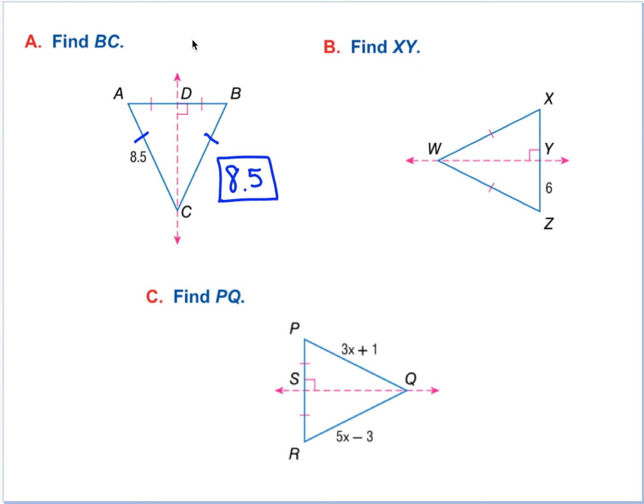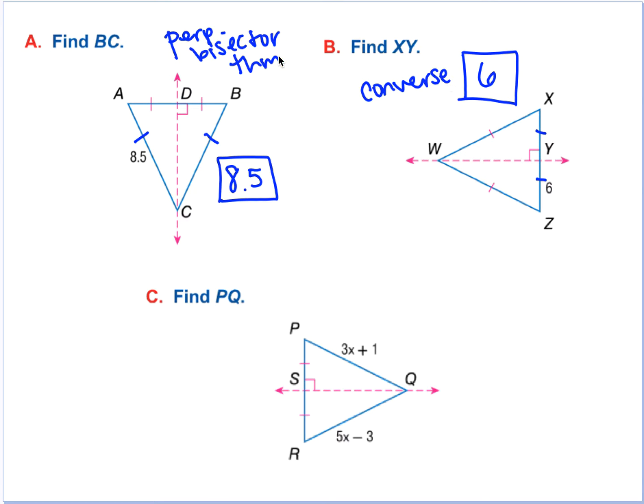Okay, and for XY, and this is using just the perpendicular bisector theorem. For XY right here, this time we don't know that WY is a perpendicular bisector. There's nothing that says that Y is bisecting. What we do know is that the distance from W to X is the same as WZ. So we have a point, and it's equidistant from both endpoints of a segment. So that means W is on the perpendicular bisector, so YZ will be the same distance as XY, which would be 6. And this is using the converse of the perpendicular bisector theorem.